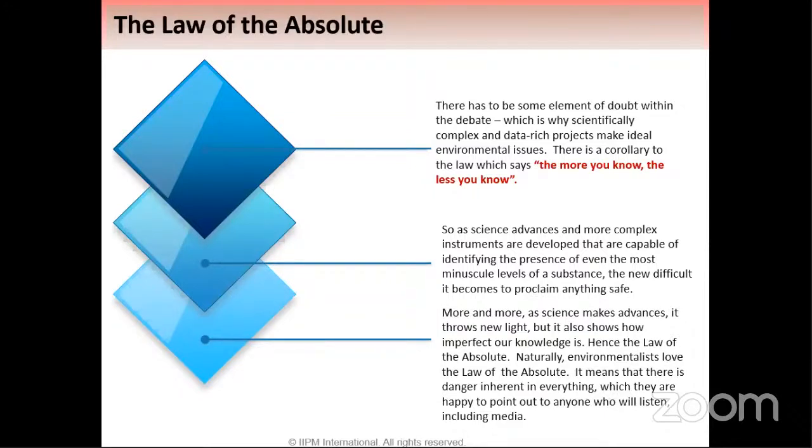So as science advances and more complex instruments are developed that are capable of identifying processes of events, it becomes hard to proclaim anything safe. More and more, as science makes advances, it throws new light, but it also shows how imperfect our knowledge is. Hence the law of absolutes. Naturally, environmentalists love the law of absolutes. It means that there is danger inherent in everything, which they are happy to point out to anyone who will listen, including the media.